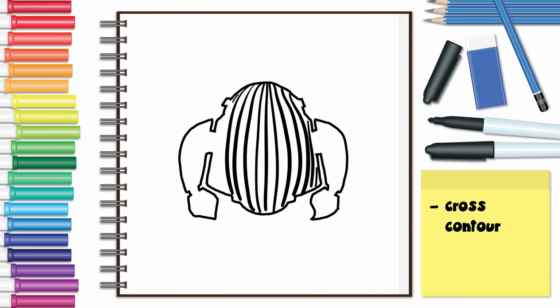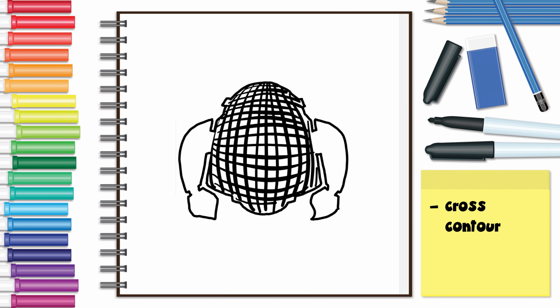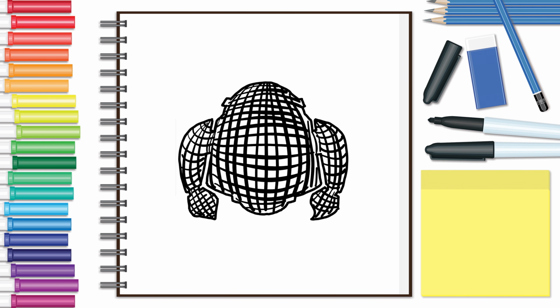Cross-contour lines are lines that travel around the form of an object. This gives an object an even greater illusion of having 3 dimensions. Using all of these techniques, you can create some very exciting artwork just by using lines.